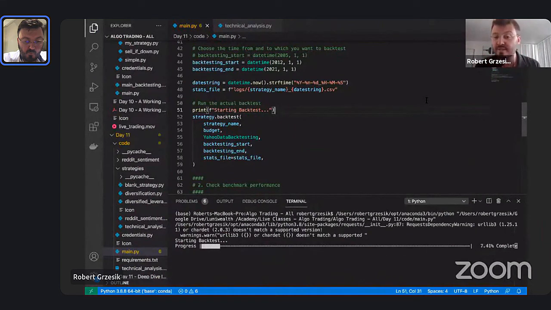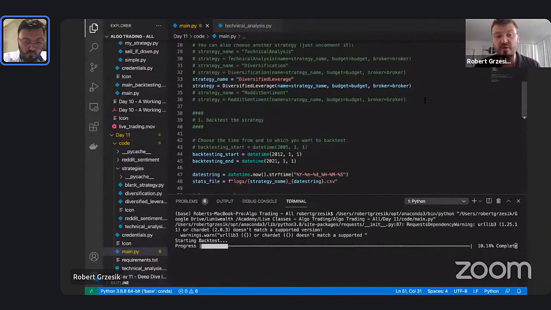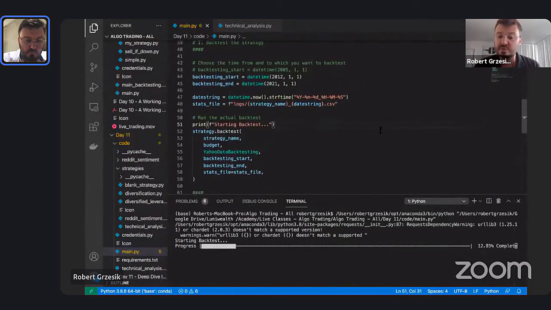What I'm doing right now is I'm running a back test, okay? It's a back test for a strategy that we call diversified leverage. Basically, we're going from 2012, because some of these ticker symbols didn't exist until 2012, until 2021, so 9 years. And we're seeing how would our strategy have done over the past 9 years? What kind of results would we have gotten?